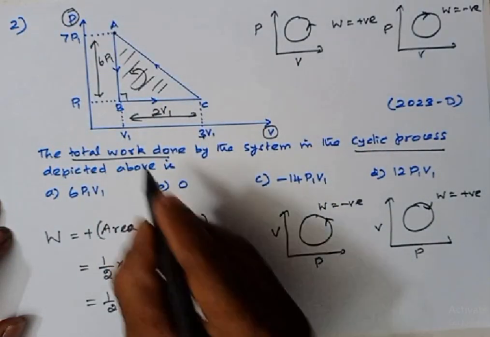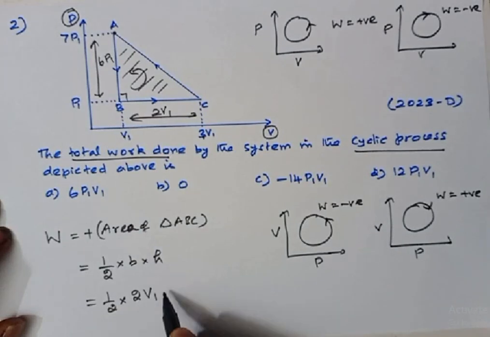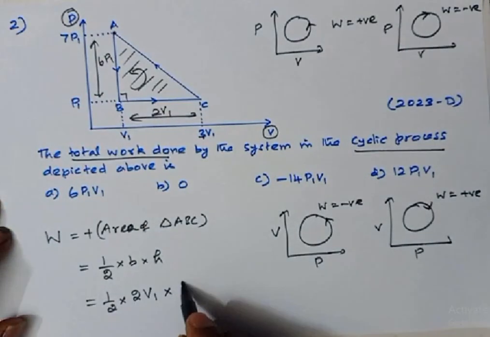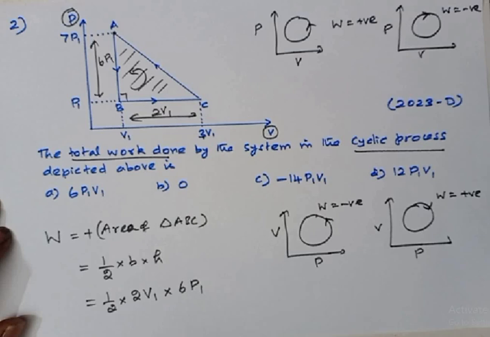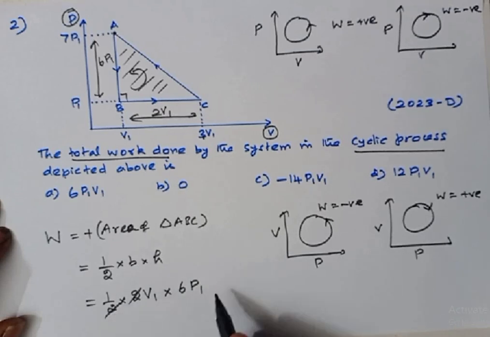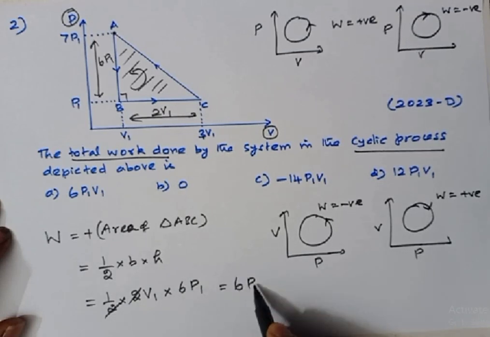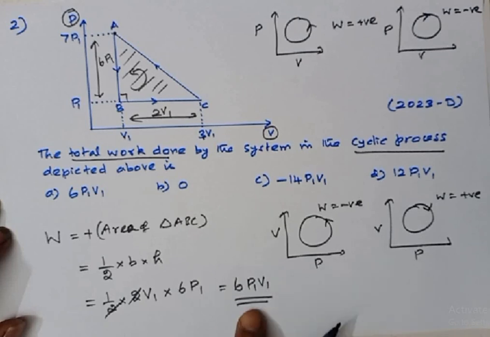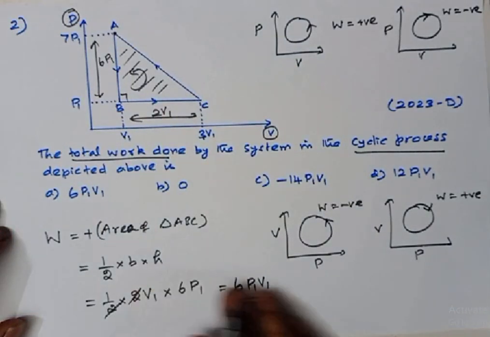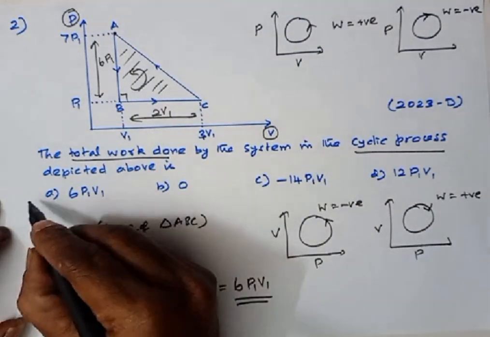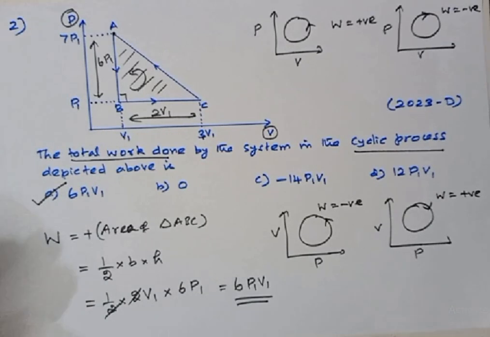So the base of the triangle is 2 into V1 and the height of the triangle is 6 into P1, right? If I simplify this, the 2s cancel each other, and I'll get 6 P1 V1. This is the total work done by the system in this cyclic process. So the correct option for this question is option A. Take note. Now let me move on to the next question.